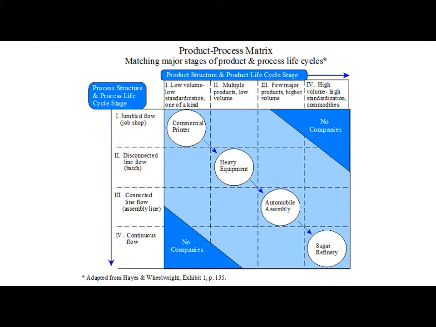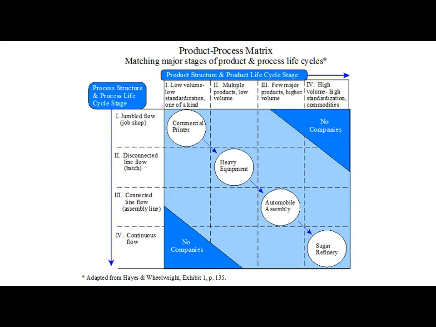This is the typical figure of product process matrix, matching major stages of product and process life cycle. This is adopted from Hayes and Wheelwright. On the x-axis, we can see product structure and product life cycle stages. On the y-axis, we can see process structure and process life cycle stages. In the middle, there are examples of the industries.